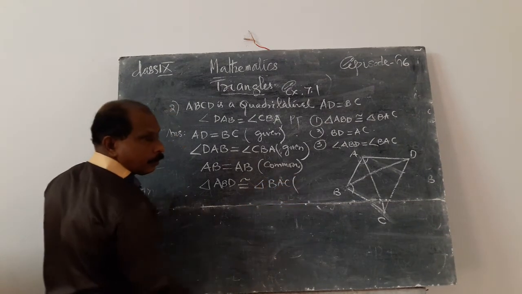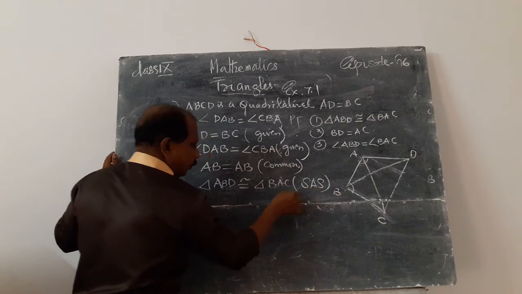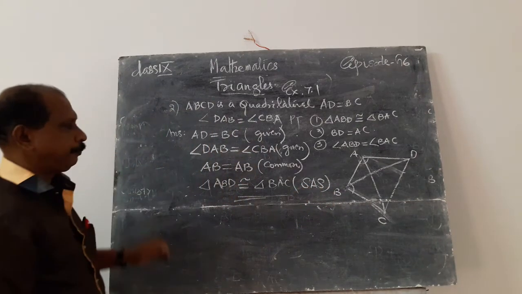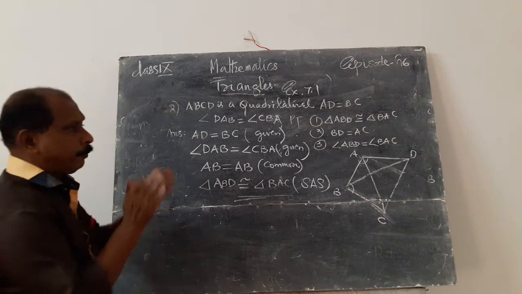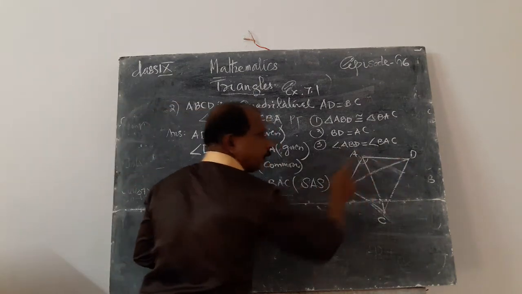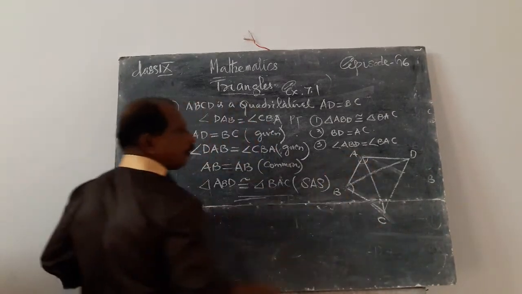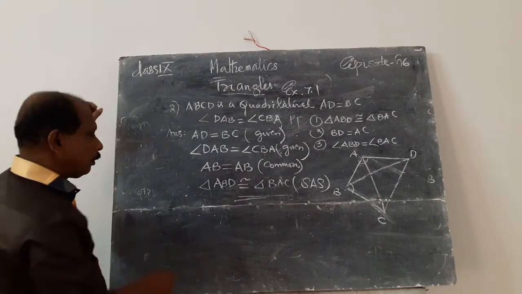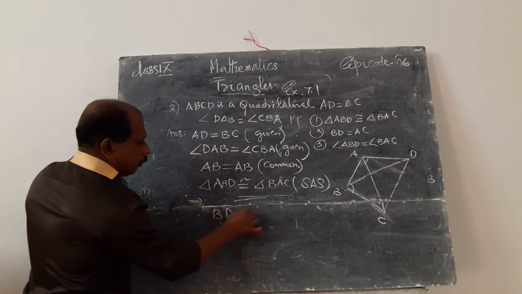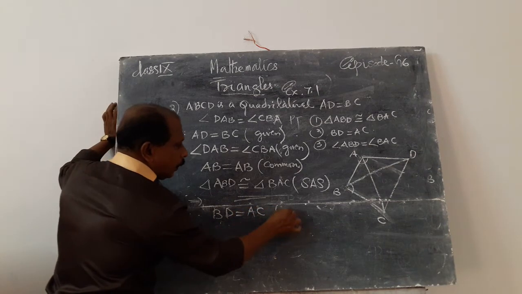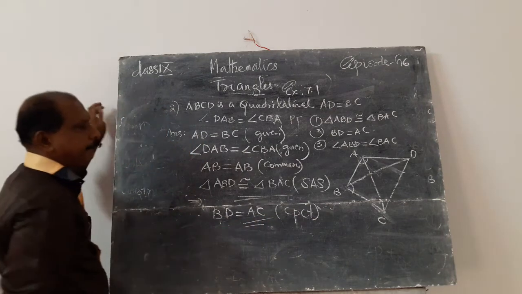What is the reason? The reason is the side angle side criteria. We prove the first result. Therefore, the third side of the first triangle is BD, and the third side of the second triangle is AC. That is the second result, which implies that BD is equal to AC. The reason is corresponding parts of congruent triangles. That is the second one.